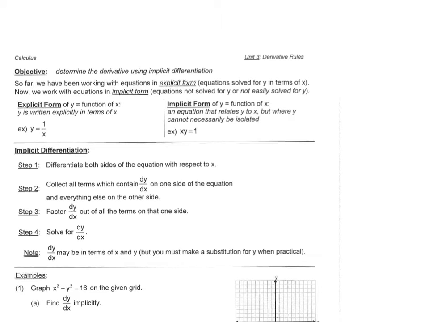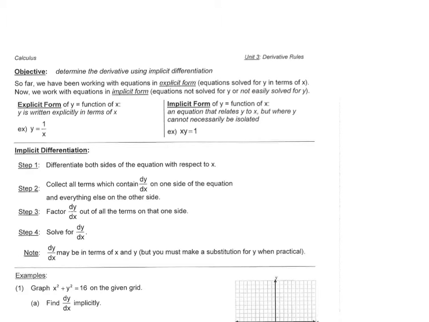How one would find the derivative if a function is not given in what we call an explicit form, right? So an explicitly defined function is a function that's solved for one variable in terms of another, right? So here's an example of an explicit form: y equals something exclusively in terms of x, all right?